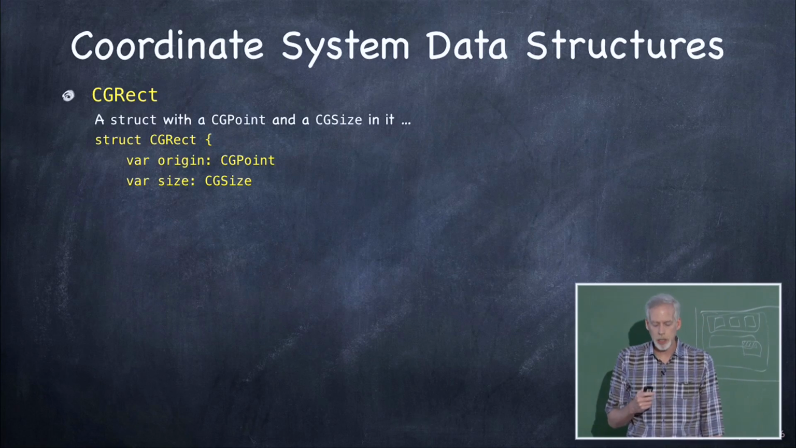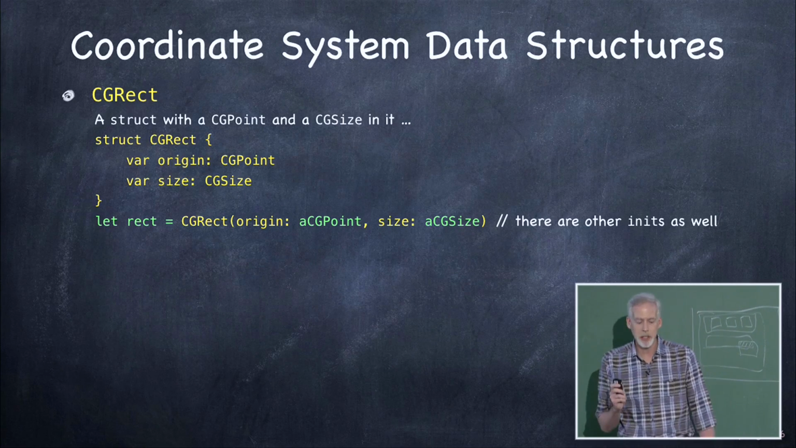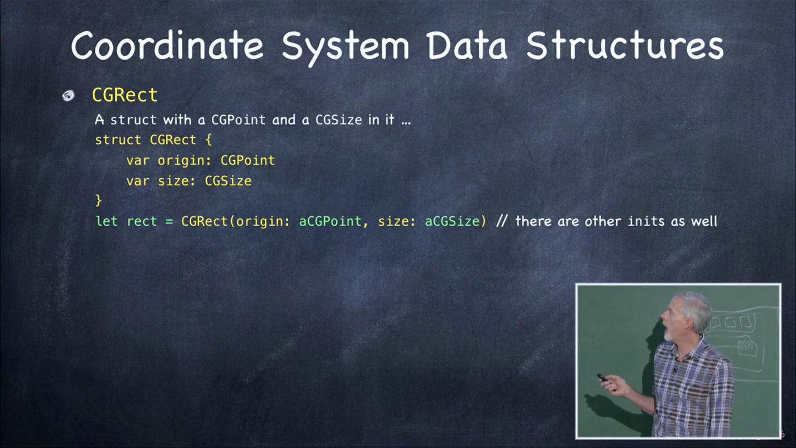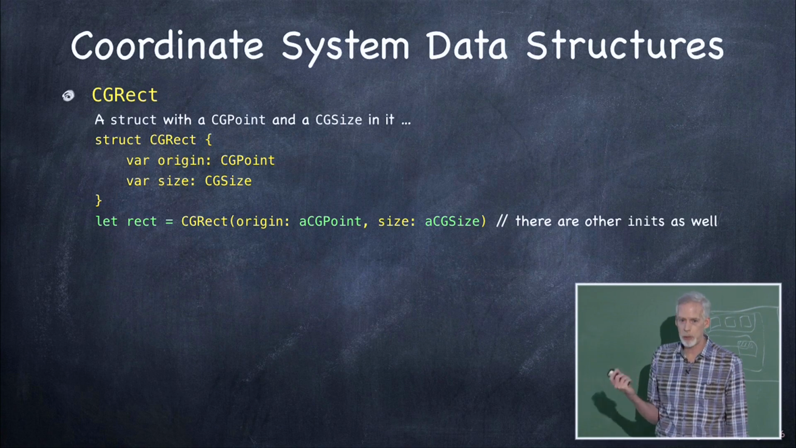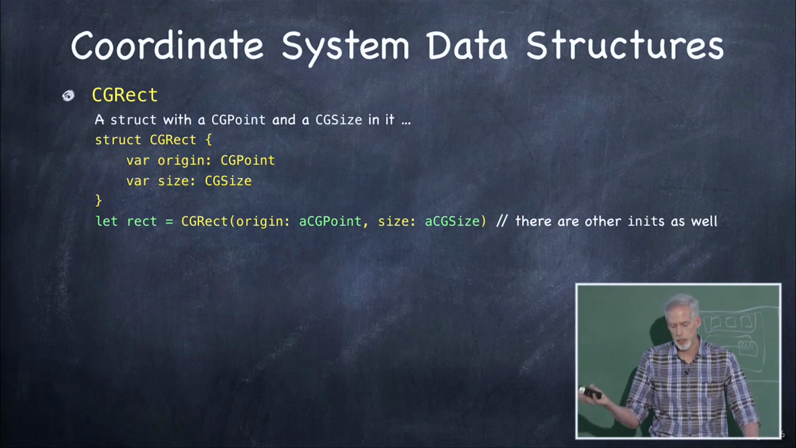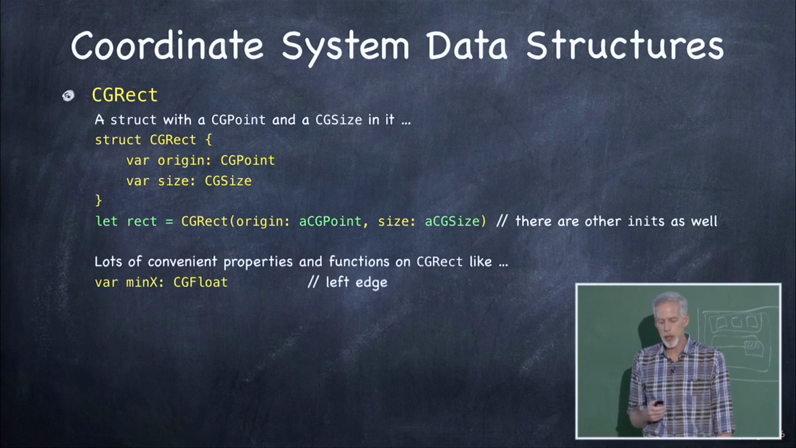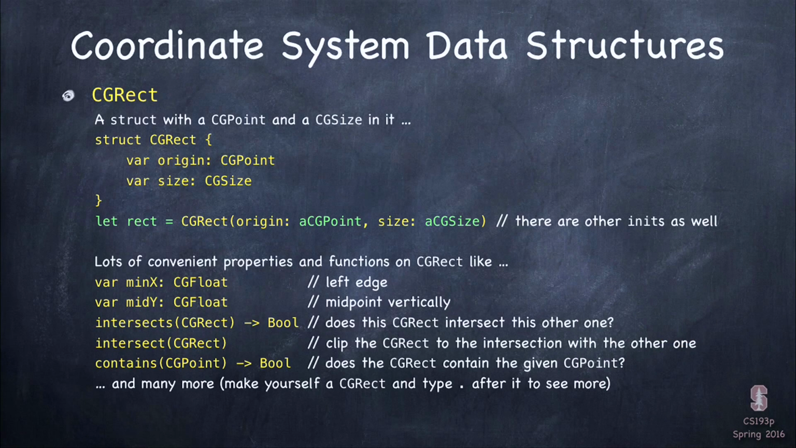Then there's CGRect. CGRect gets its own slide because even though it's obvious, it has an origin, which is a CGPoint, and a size, which is a CGSize, right? It's a rectangle, has an origin and a size. It also has a lot of methods on it, okay? Cool methods you can use, or vars and methods, like finding the minimum x value of this rectangle, or the mid y point of this thing, or even intersect this with another rectangle and give me the intersecting part, like this slashed area here, okay? Or this one, intersects, which says, does this rect intersect this other rect, right?